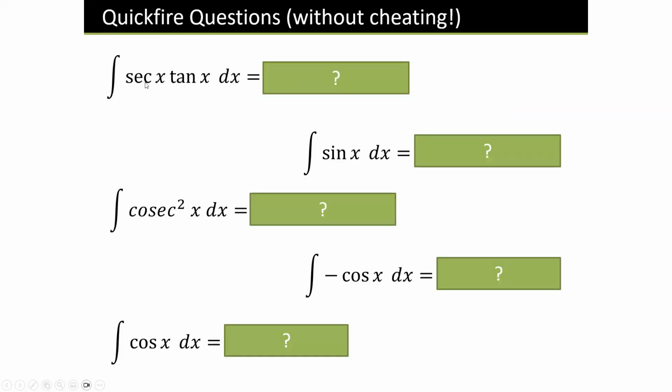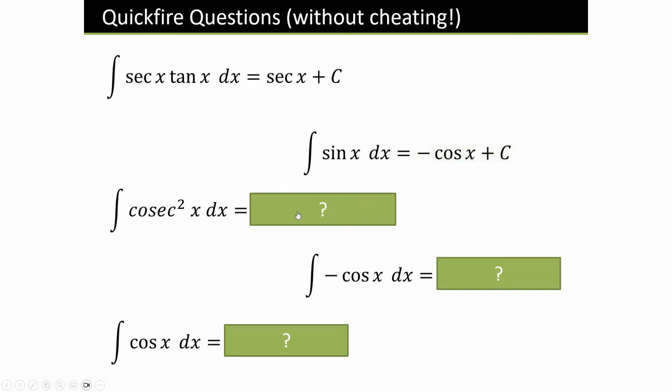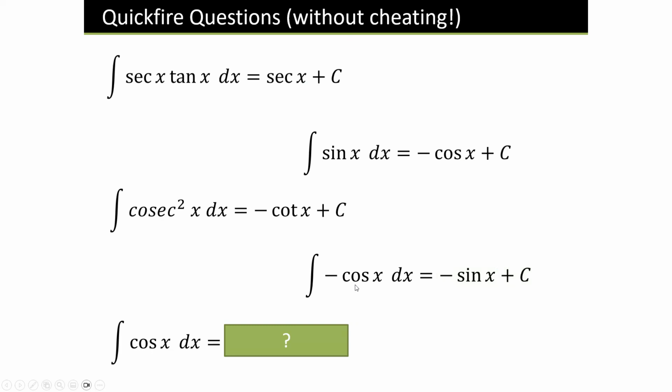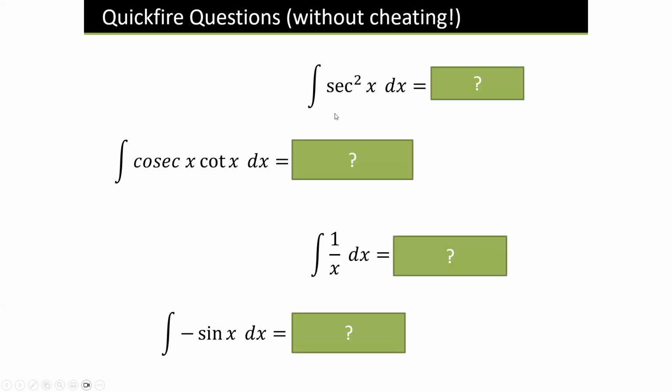So sec tan, what did that integrate to? That's going to go to sec. Good. Sine integrates to, anyone want to shout out? Just unmute. Minus cos. Brilliant. Cosec squared? Minus cot. Perfect. Cos integrates to sine. So we've got all these plus c's because this is indefinite integration.